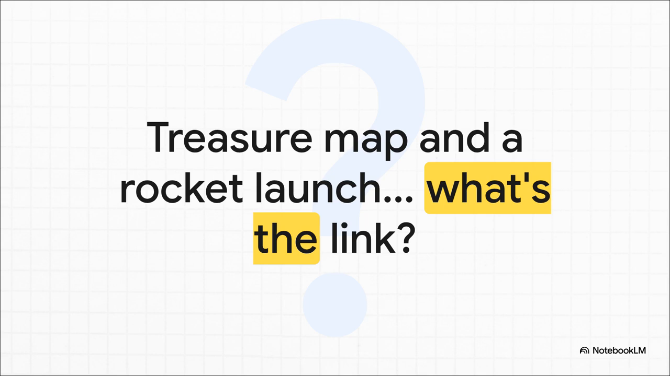All right, so let's kick things off with a little puzzle. You've got a treasure map on one hand and a rocket launch on the other. What in the world do they have in common? I mean, they seem like totally different things, right? But here's the secret they both share. Just knowing a distance isn't enough. You need something more. You have to know which way to go. And that, right there, that combo of distance and direction, that's the soul of a vector.